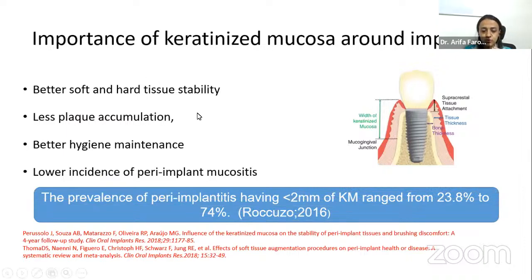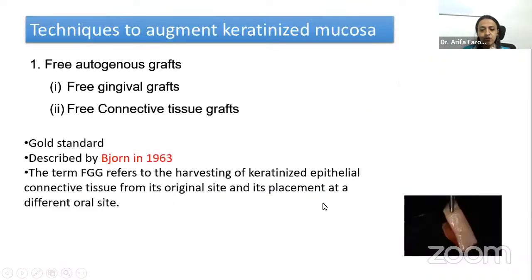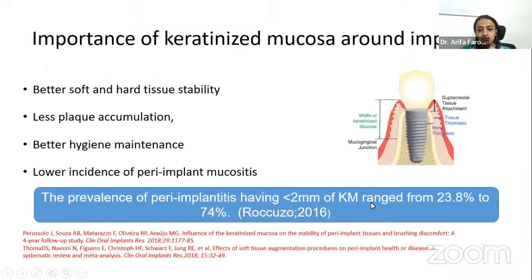Another study, by Roccuzzo, said that the prevalence of peri-implantitis in patients who have less than 2 mm of keratinized mucosa ranges from 23.8% to 74%, which is quite high. Okay.